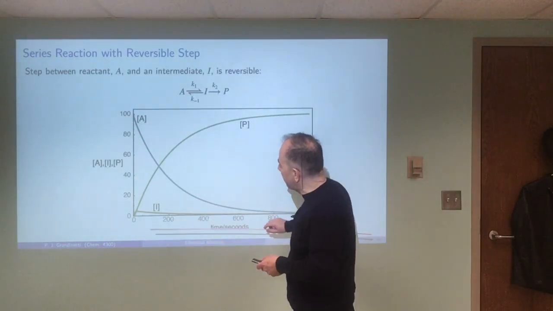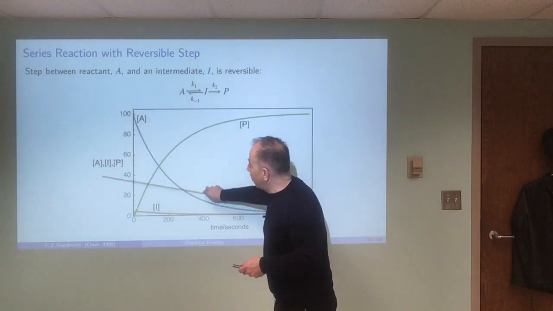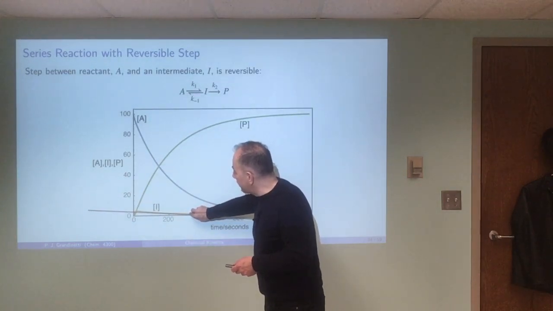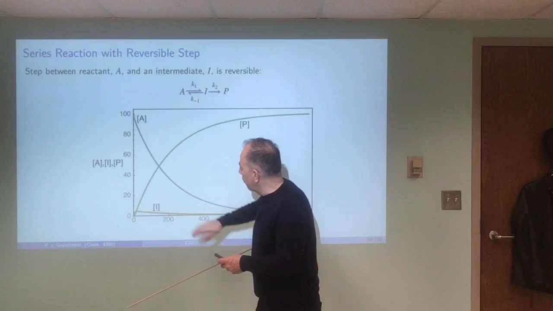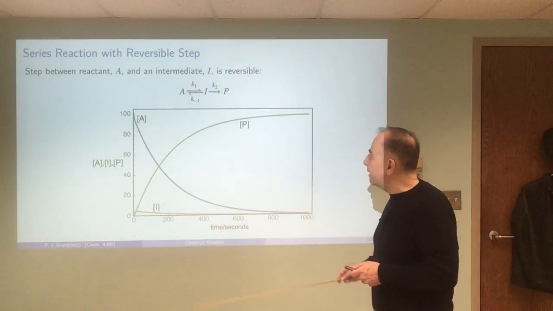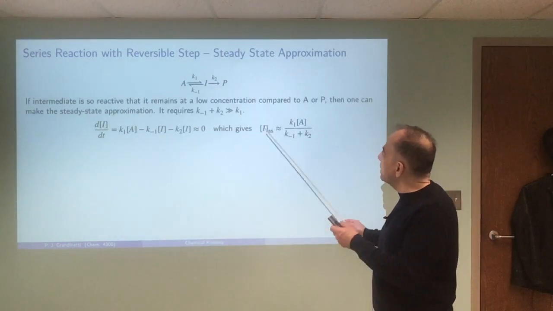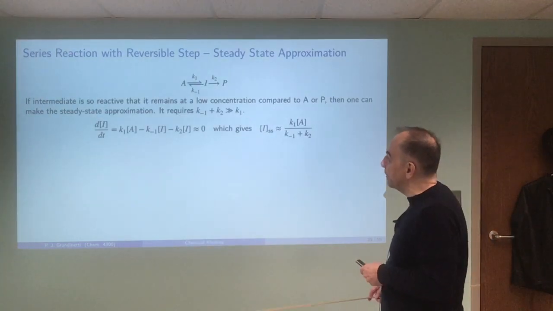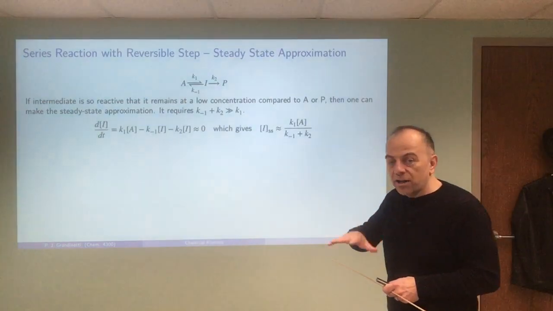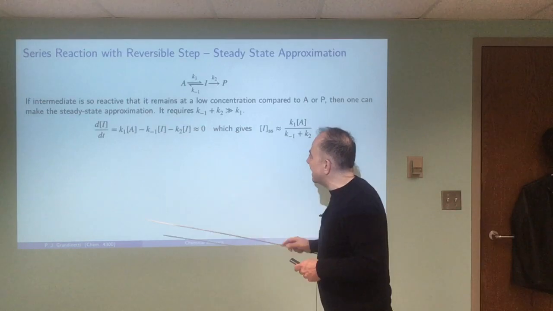But one thing you see here is that that intermediate concentration stays pretty low during the whole time that this reaction is taking place, and it can be relatively constant during the time when these two, A and P, are varying the most. So this brings us to something called the steady state approximation. If the intermediate is so reactive that it stays at a low concentration, like that example I just showed you, then you can make what's called the steady state approximation.